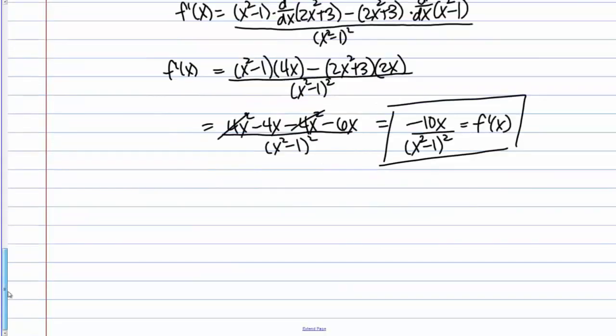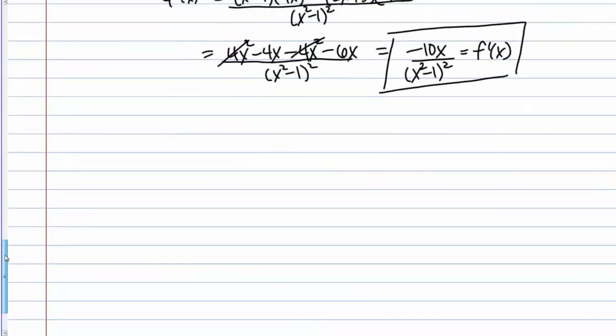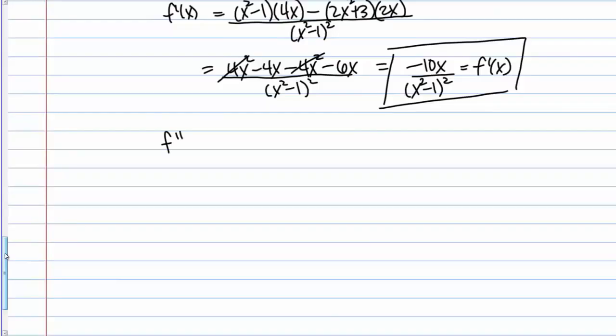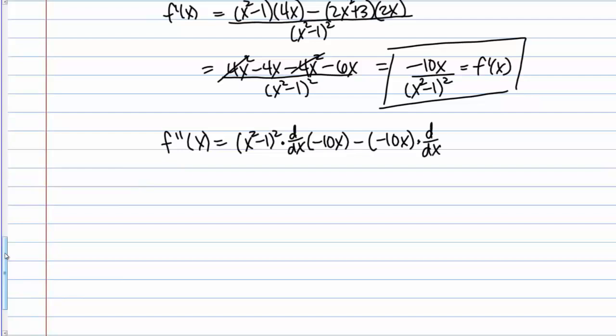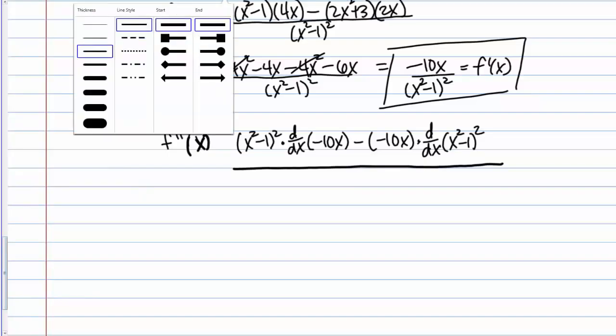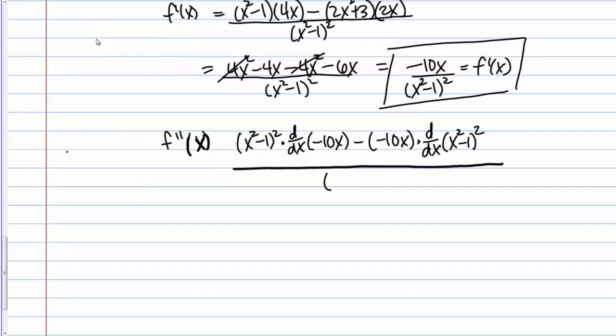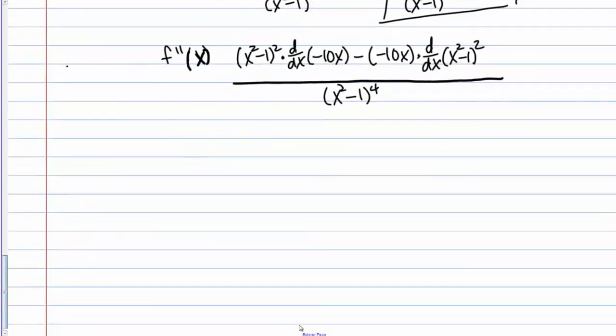Okay, so now that we have the first derivative, we can use that to find the second derivative. So the second derivative is just the derivative of the first derivative. And once again, we're going to have to use the quotient rule. Okay, so what do we have? Bottom times the derivative of the top minus the top times the derivative of the bottom all over the bottom squared. Now in this case, it's x squared minus 1 squared squared. So remember, when you have a power raised to a power, you multiply those powers together. So this is going to become x squared minus 1 to the 4th once I square it. Okay, so let's work on taking those derivatives in the numerator.